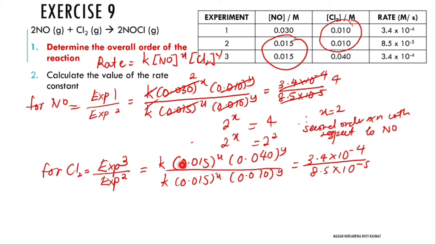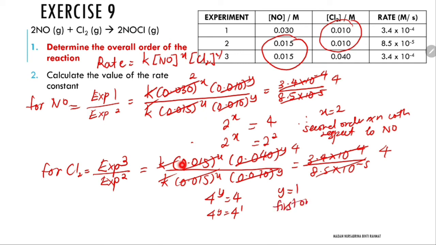If I cancel this one out, it becomes 4, and this one becomes 4 too, and the 0.015X cancels out. So 4 to the power of Y equals 4, which means 4 to the power of 1. So Y equals 1. Write the statement: first order reaction with respect to Cl2.